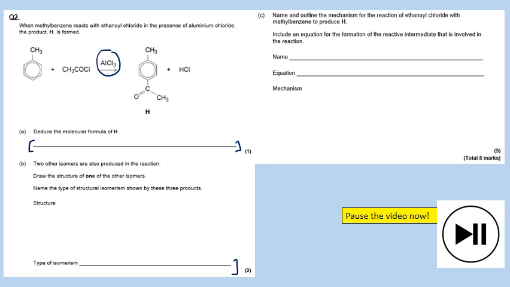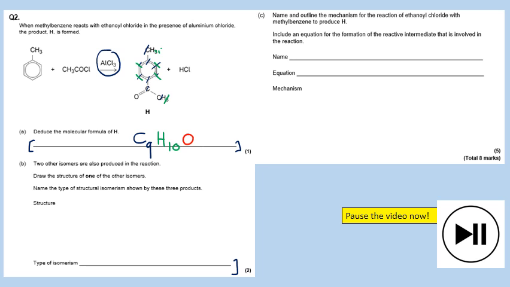Right, so the molecular formula. The molecular formula is the type and number of each atom present in a compound. So this contains carbon. How many carbons does it contain? 1, 2, 3, 4, 5, 6, 7, 8, 9. Contains 9 carbons. It also contains hydrogen. How many hydrogens? 1, 2, 3 there. 4, 5, 6, 7, 8, 9, 10. 10 hydrogens. Anything else? Yes, it contains an oxygen. So my answer here is C9H10O.